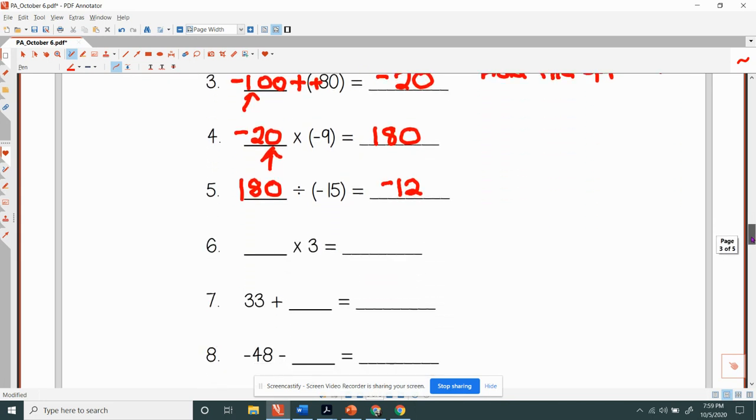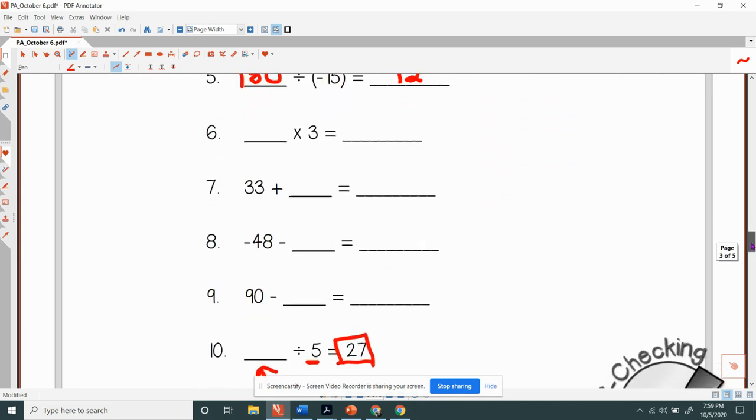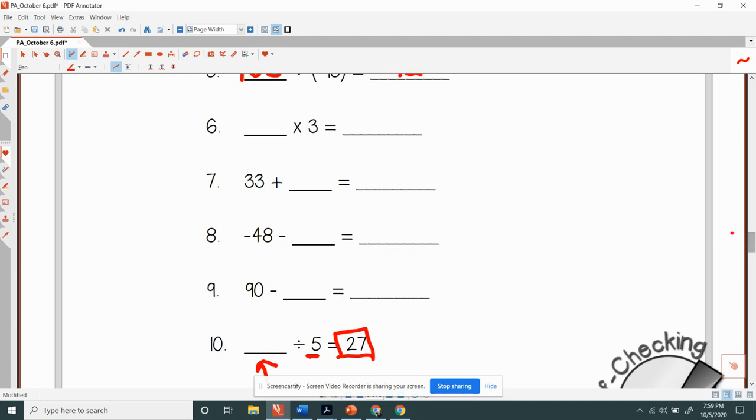So now you've seen how to start these. I want you to take a few minutes, pause the video, try the rest of them on your own, and let's see if you come out correctly. So pause the video now and work on the rest of the page.